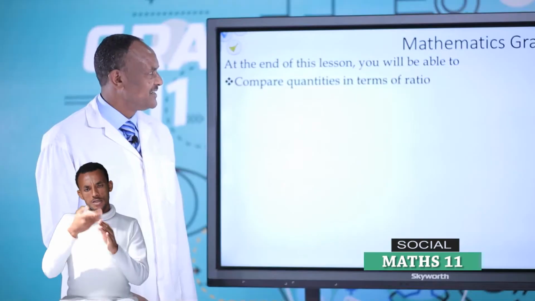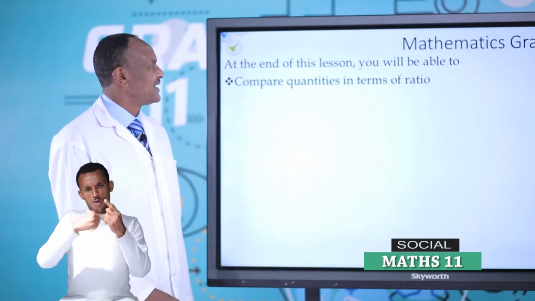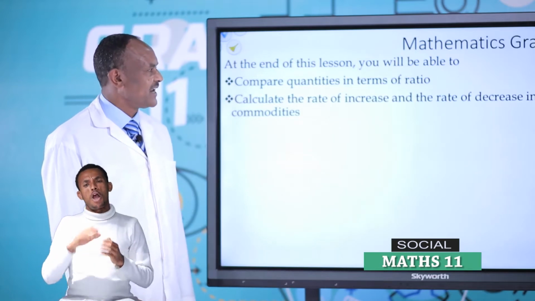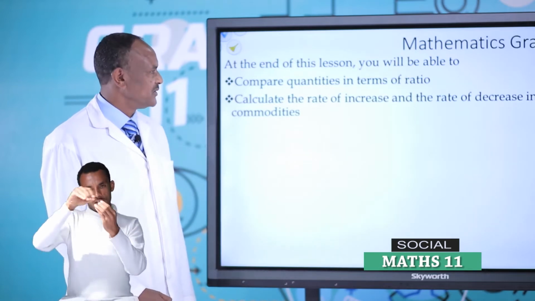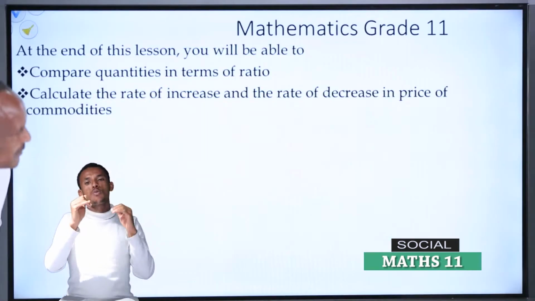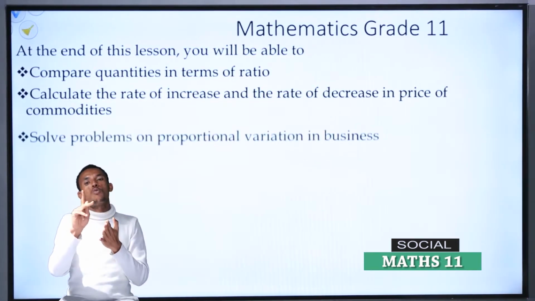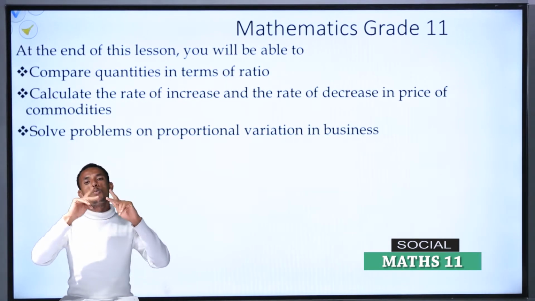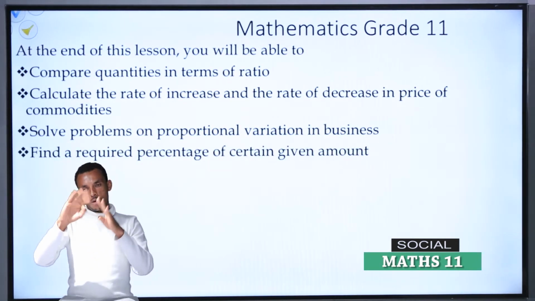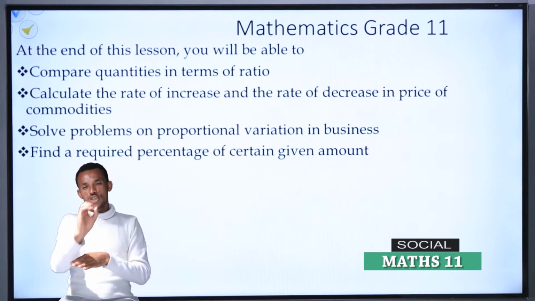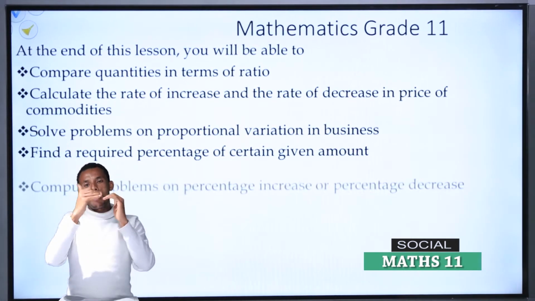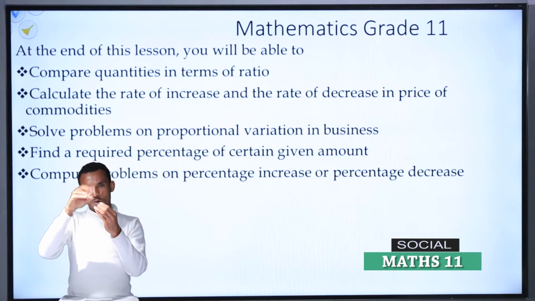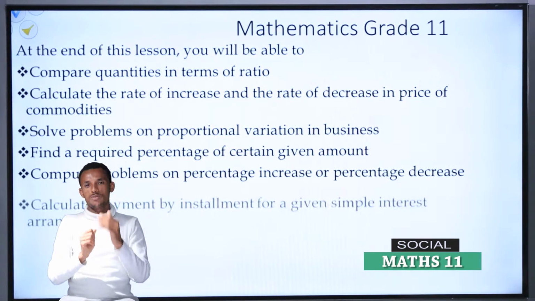At the end of this lesson, you will be able to compare quantities in terms of ratio. Calculate the rate of increase and the rate of decrease in price of commodities. We can solve problems on proportional variations in business. Find the required percentage of a given amount. Compute problems on percentage increase or percentage decrease.